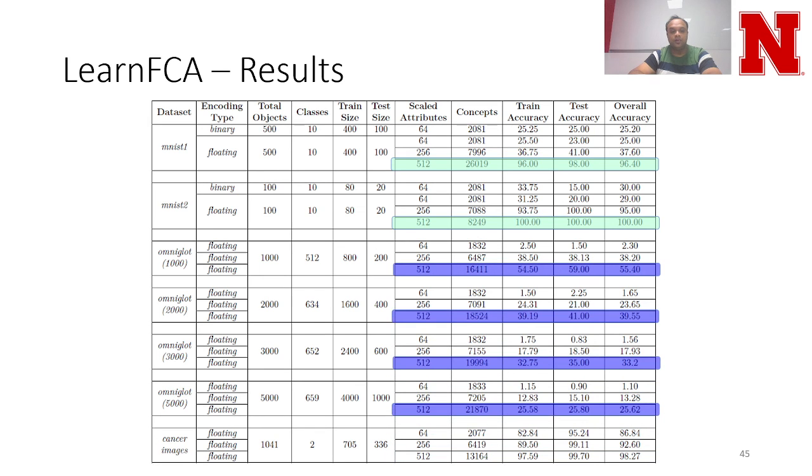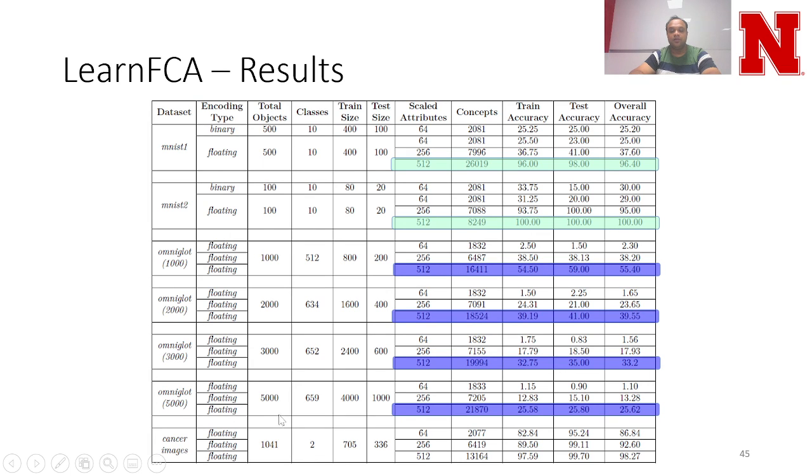With Omniglot also, we were only able to use about 5,000 objects because of the limitation of our model, because the generation of the FCA lattice is complex, and hence it took a huge amount of time. But even with Omniglot, with scaling of attributes, we were able to achieve an accuracy of only up to 55.4. So as the number of objects increased, the number of classes increased, our accuracy dropped. So that's an important observation.